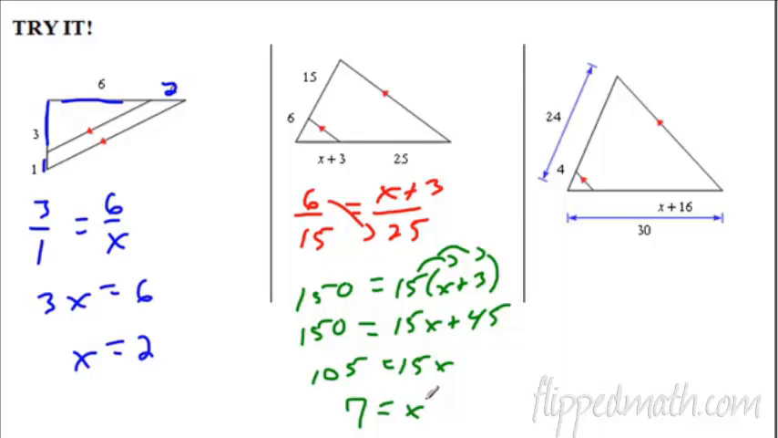70, yeah, 7 times. So x is 7. Fantastic. Moving on. How about this last one here?